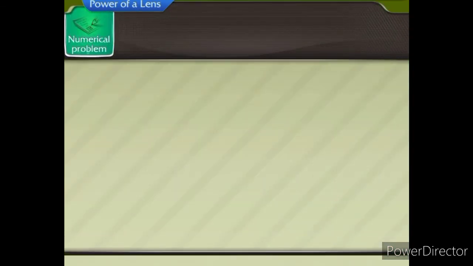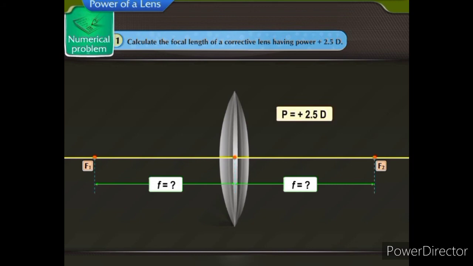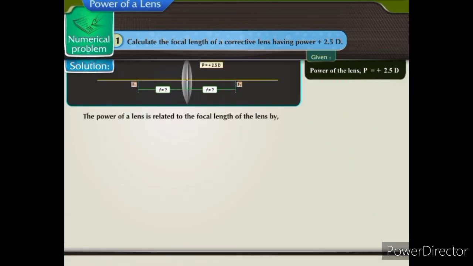Let us solve a numerical problem. 1. Calculate the focal length of a corrective lens having power plus 2.5 D. Solution. Let us first write the given data. Power of lens P is equal to plus 2.5 dioptre. We know that the power of a lens is related to the focal length of the lens by P is equal to 1 divided by f. Therefore, f is equal to 1 divided by P.